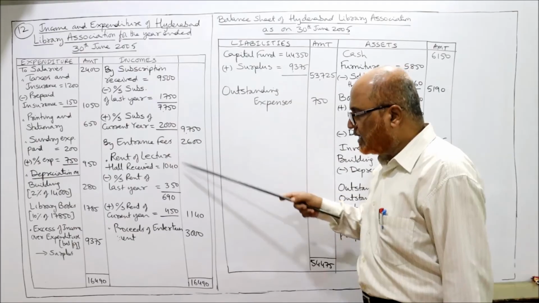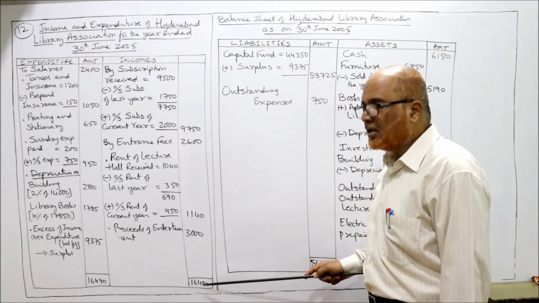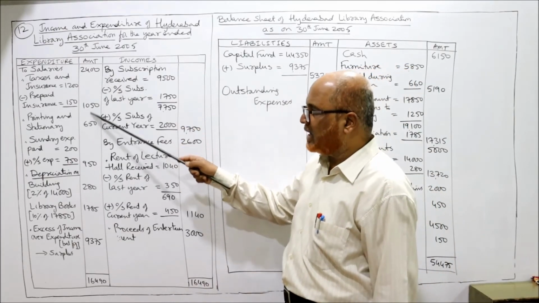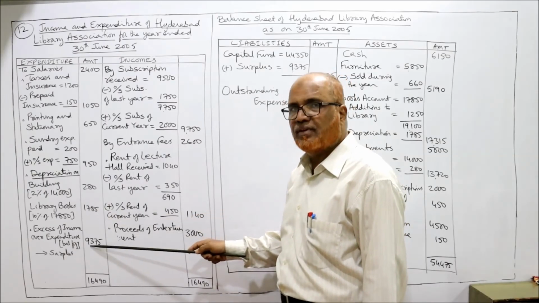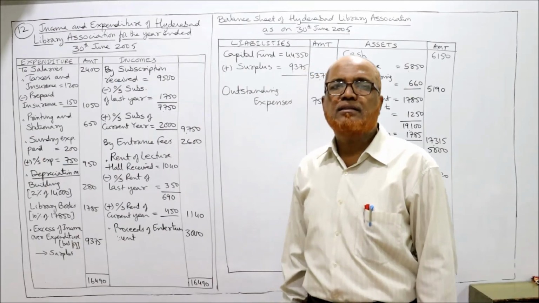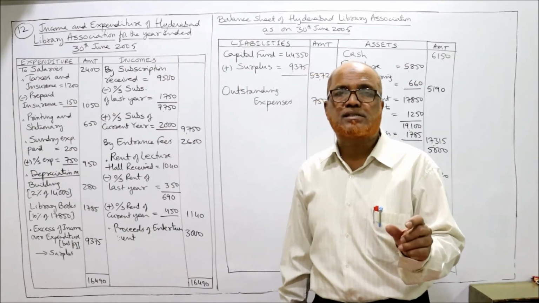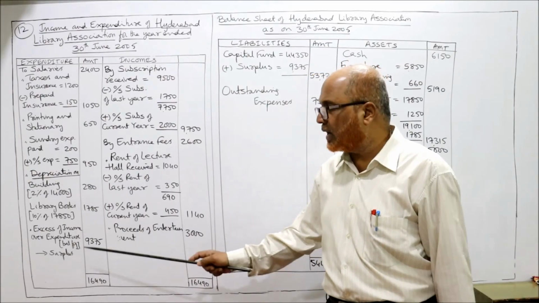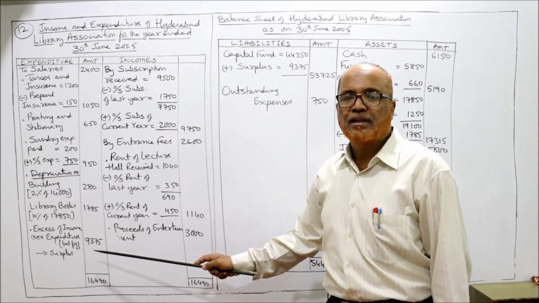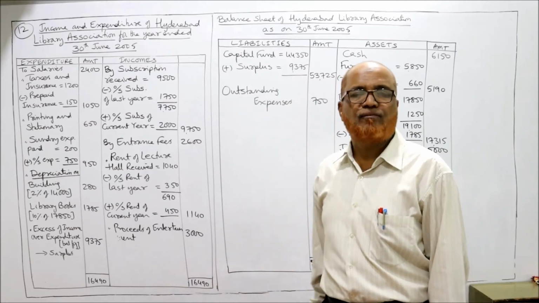Take the total of the income side, 16,490. From 16,490 subtract the debit items, balancing figure 9,375. 9,375 is the surplus or excess of income over expenditure. That's all. This surplus will be added to capital fund.